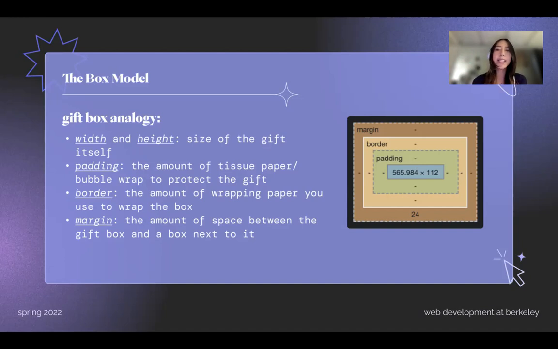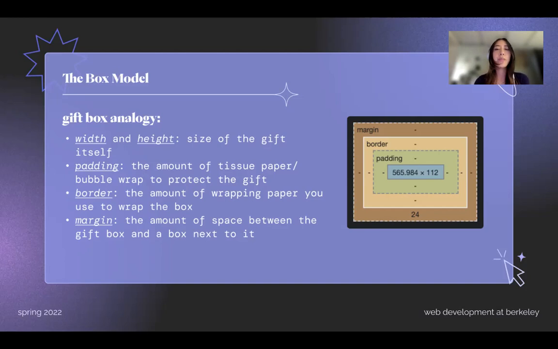Next is padding, which is the green color-coded rectangle that borders the blue one. And you can think of that as the amount of tissue paper between the gift and the bag it's in or something like that.